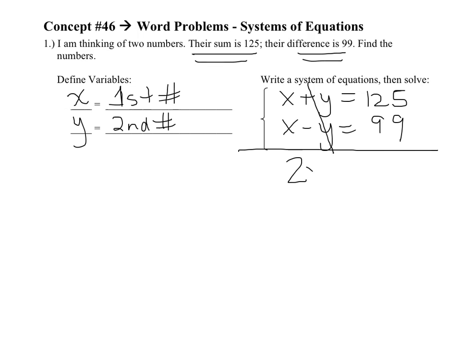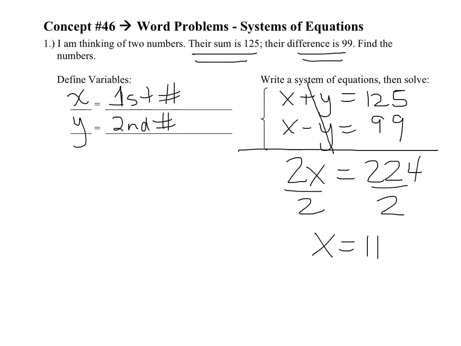You're going to get that 2x equals 125 plus 99, which gives us 224. And then you're going to divide everything by 2. And we're going to get here that x is equal to 112. So x, we said, was our first number. Well, that's 112.